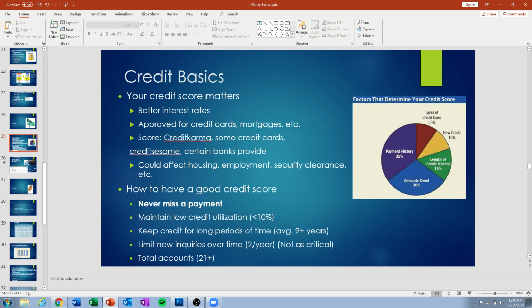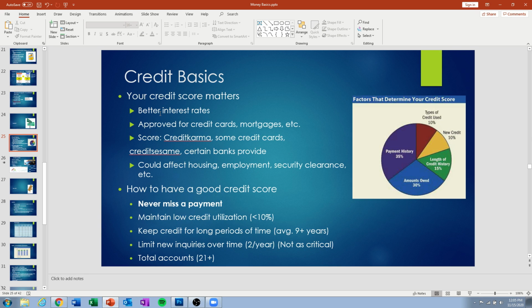So with that, though, you do get a credit score. And with a better and higher credit score, you'll get better interest rates. It's easier to get approved for other credit cards and mortgages or loans. Credit Karma is what I use, and that's a way that you can track your credit score, and it'll show you info on how you can make it better.